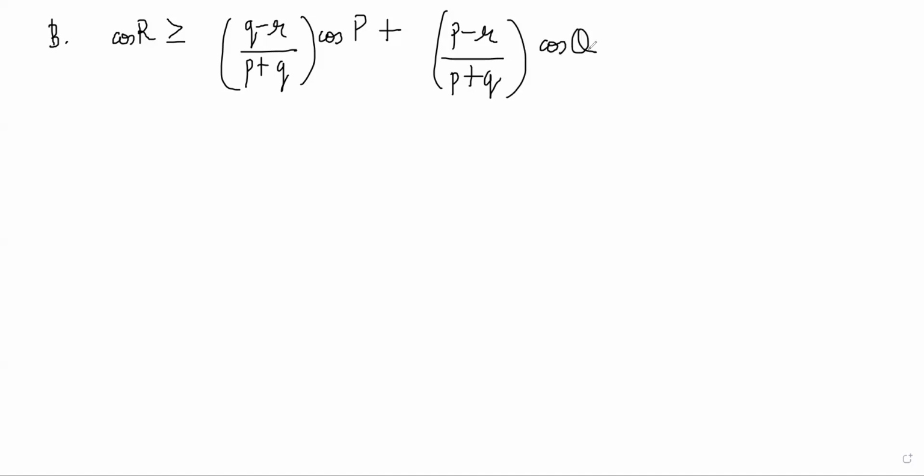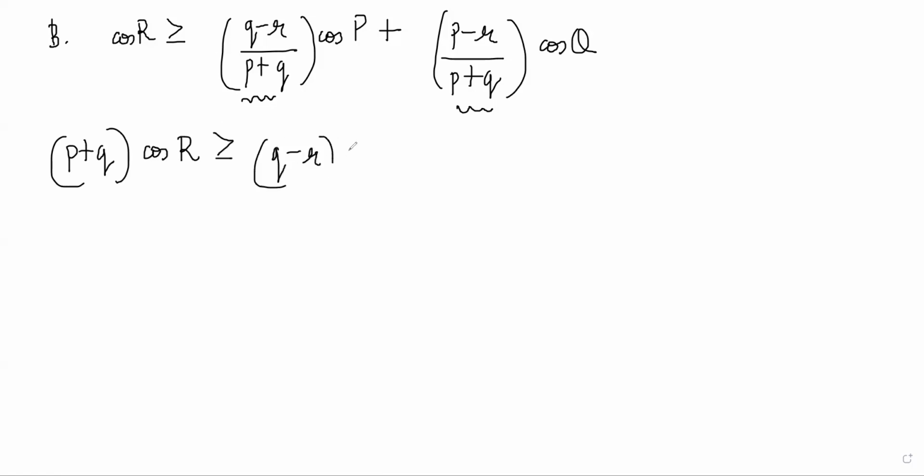So we have to think about how to approach this particular option. So notice that this P plus Q is in the denominator. So we multiply P plus Q on both sides. So we can say the option can reduce to P plus Q times cos R is greater than or equal to Q minus R times cos P plus P minus R times cos Q, right?